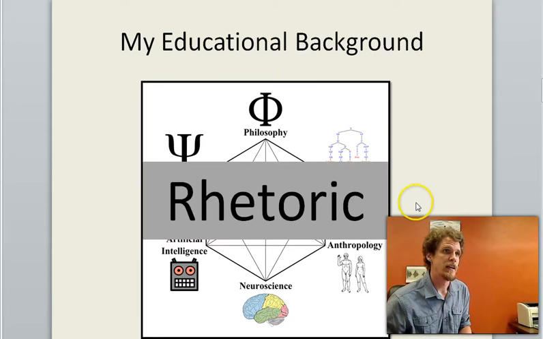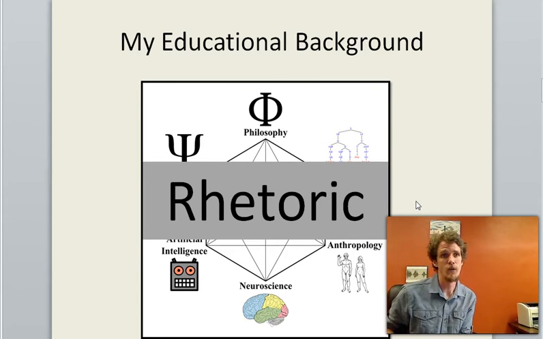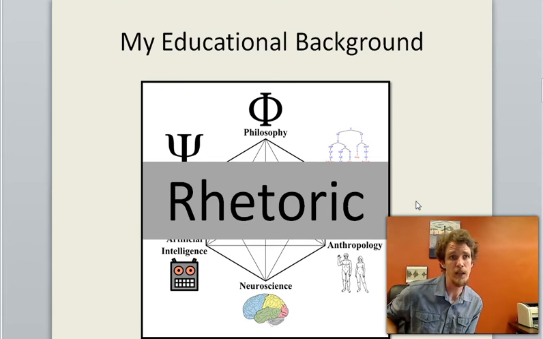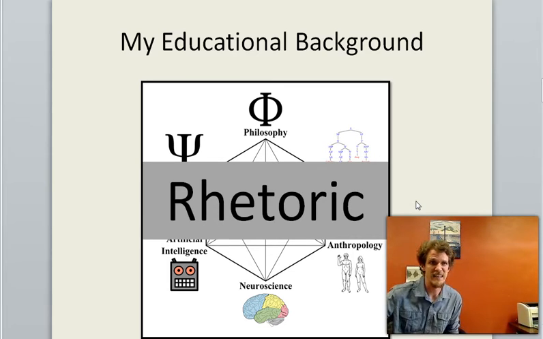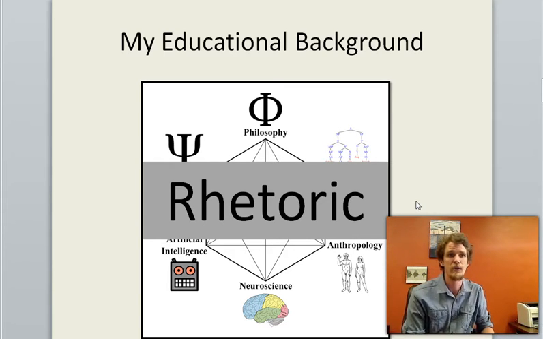And ultimately, you can boil it all down into one big word, and that is the word rhetoric. I have two degrees in rhetoric, and what rhetoric is essentially is an attempt to get into the human mind. If you go back 2,500 years to Aristotle's book on rhetoric, he defined rhetoric as the art of finding the available means of persuasion.